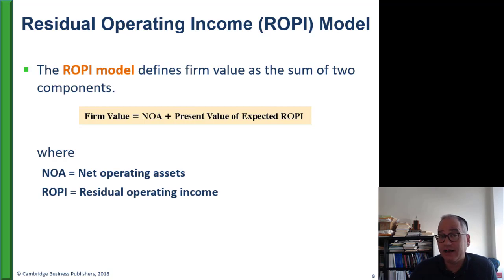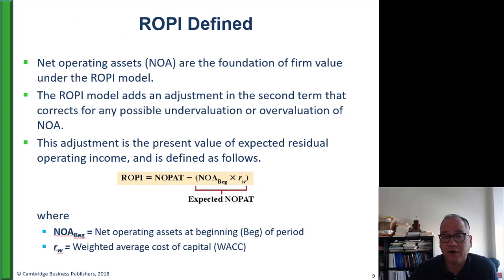Now we've already learned how to calculate net operating assets. We've also already learned how to project residual operating income. So it's a matter of putting these things together. Let's go over what ROPI is, residual operating income. First of all, net operating assets are firm value. This is just what the company has that it uses to make money. And that gives the firm a certain intrinsic value because this is what the company owns.